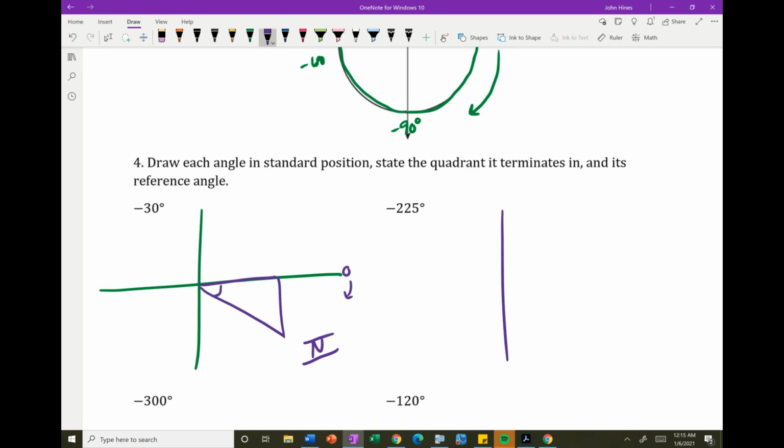Negative 225. Well, negative 90, negative 180. Well, that's negative 270, so it's really a quadrant 2 angle. A way that you can check this is you can add 360, because that's just a spin around the circle, right? Adding 360 or subtracting 360 is just a spin around the circle. So it's really a quadrant 2 angle that I'm working with here.